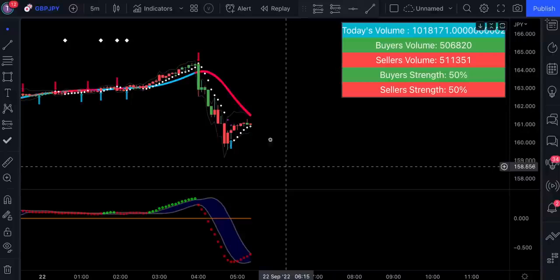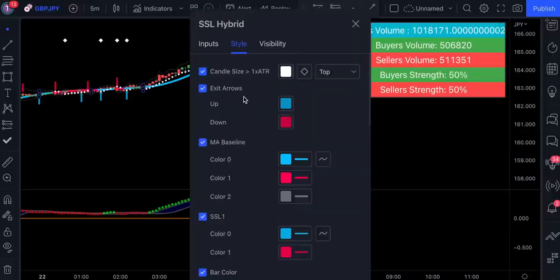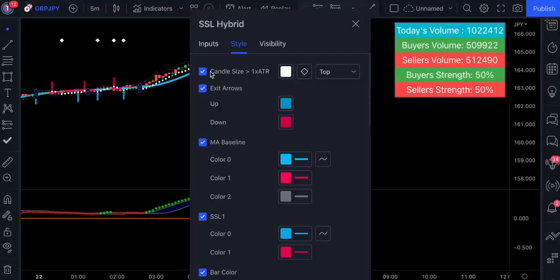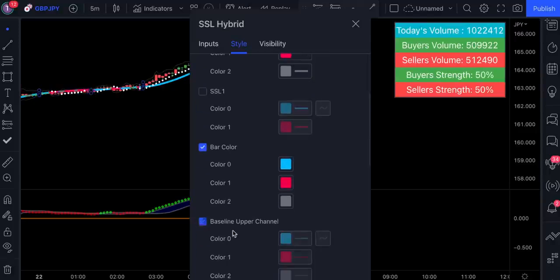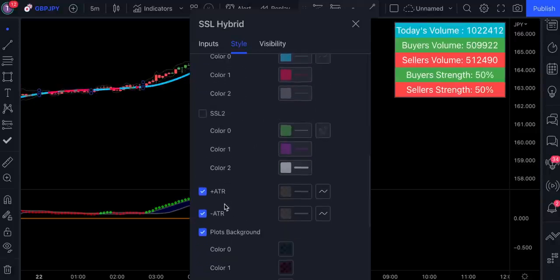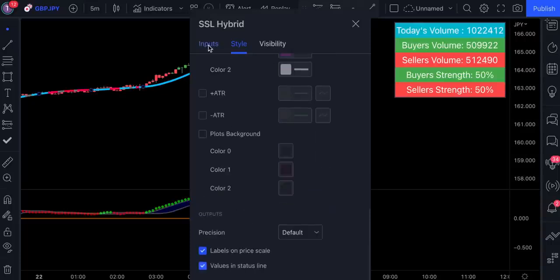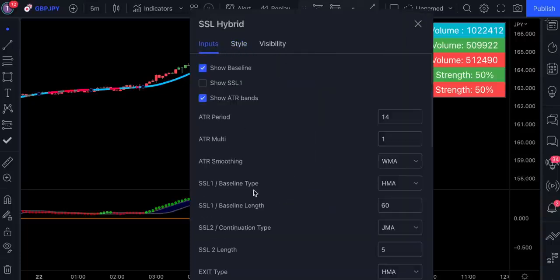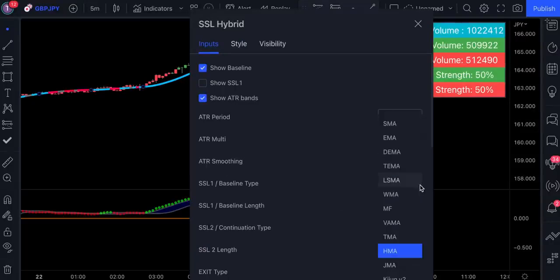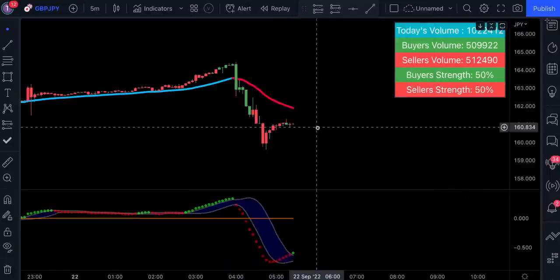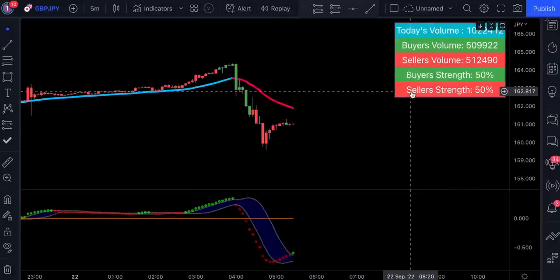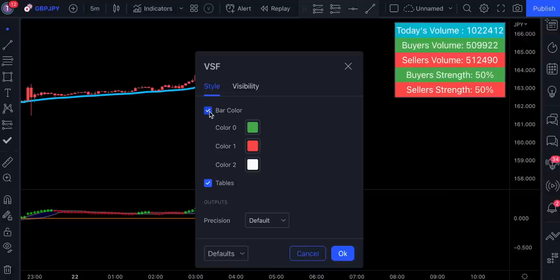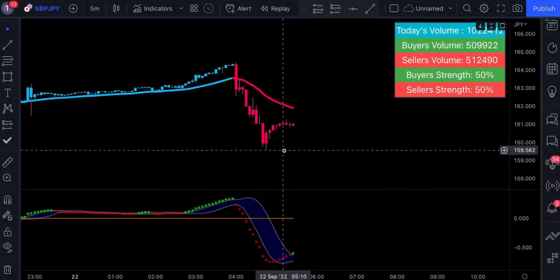Now let's double click on the SSL hybrid indicator. And in the style section, let's get rid of everything except for the MA baseline and the bar colors. In the input section, let's change the baseline length from 60 to 30. And the baseline type from HMA to EMA. And finally, let's access the settings on this volume indicator and get rid of the bar colors. Okay, we're finished with our adjustments.